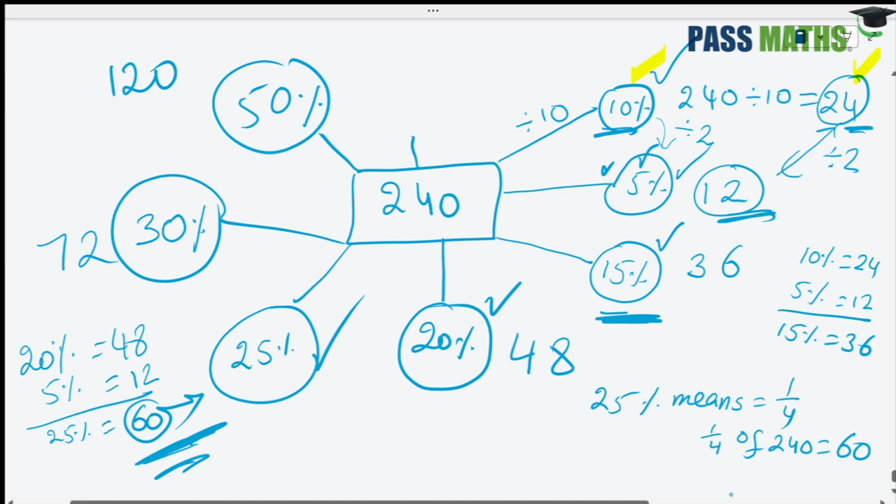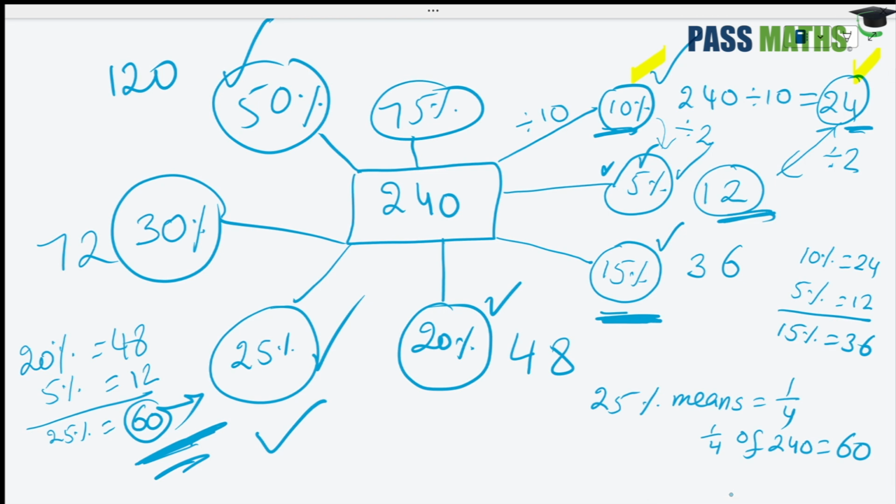Let's do 75%. If I add my 50% and 25% together, which is 120 and 60, that gives me 180. So you can make lots of combinations and try to work it out. It is useful in a paper when you can't use a calculator.